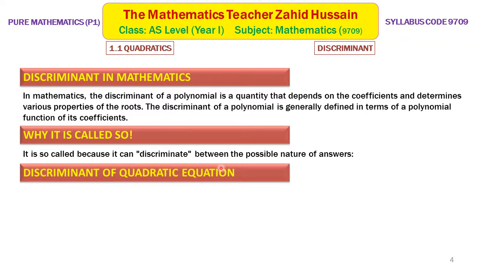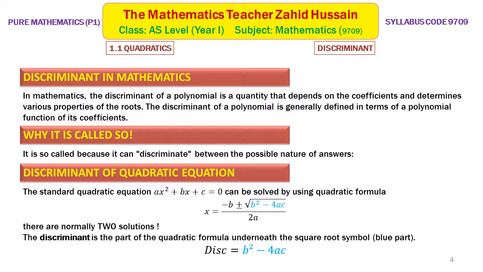Discriminant of a quadratic equation. Now in your syllabus this is the discriminant of quadratic function or equation. The standard quadratic equation ax square plus bx plus c can be solved by using quadratic formula. This is the quadratic formula. You are familiar with this formula. x is equal to minus b plus minus square root of b square minus 4ac over 2a, where a, b, c are the coefficients of this function, this equation.